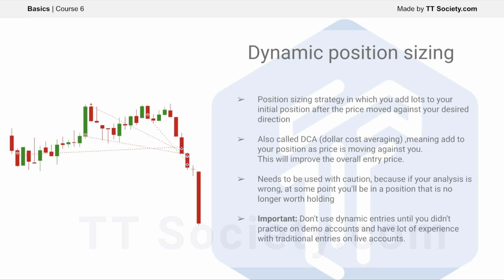That's very, very important. Don't use dynamic entries until you've practiced on a demo account and have lots of experience with traditional entries, limit orders, market orders. Those are all topics that we're going to cover. Okay, so again, keep that in mind. We've just mentioned it here in case you're coming across a strategy being called DCA. This is what it means.